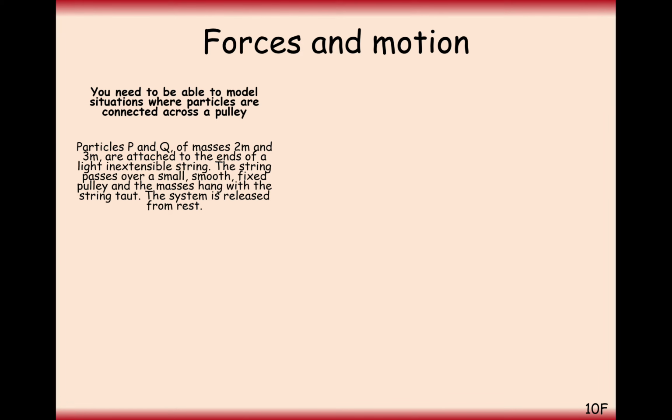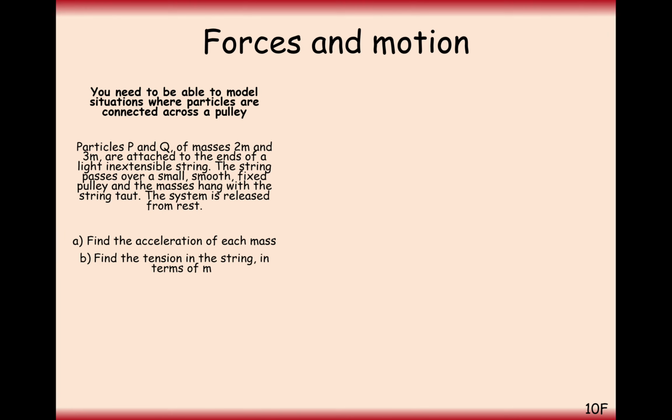So here's the first type of pulleys question. Particles P and Q, masses 2m and 3m, so m is just an algebraic term here, are attached to ends of a light inextensible string. The string is then passed over a smooth, fixed pulley, and the masses hang in a taut string. The system is released from rest.